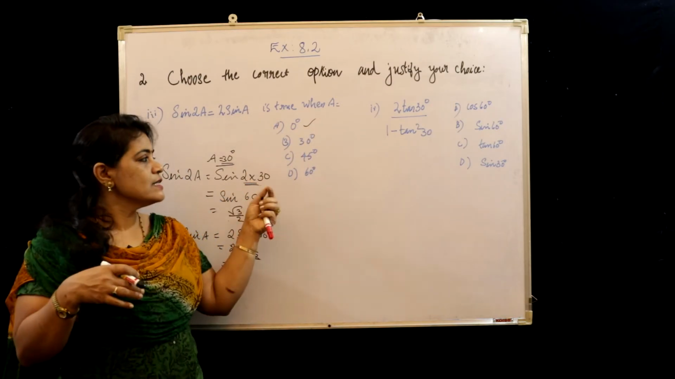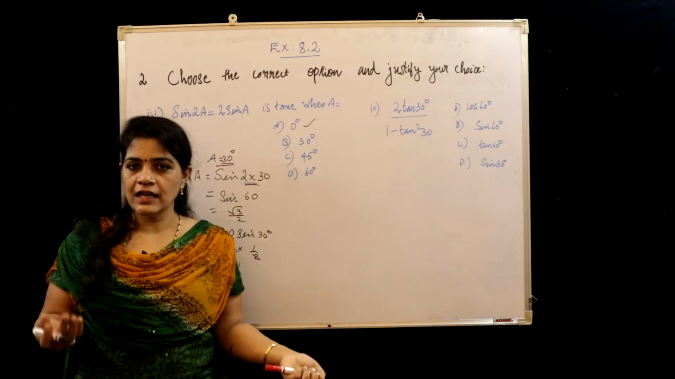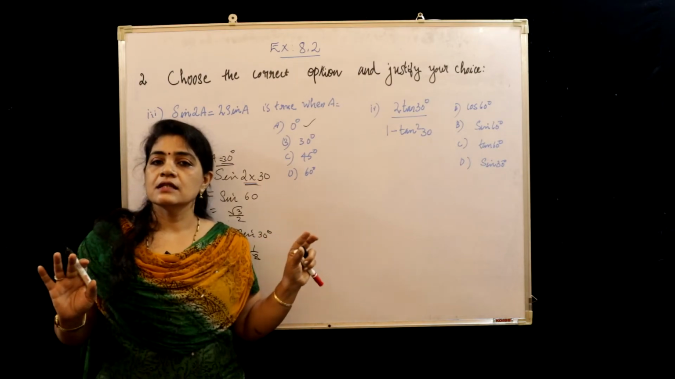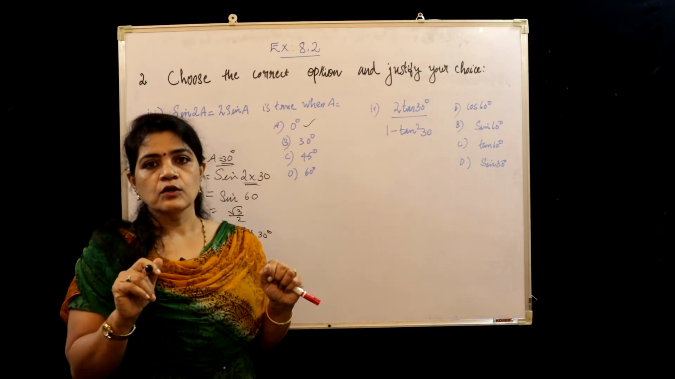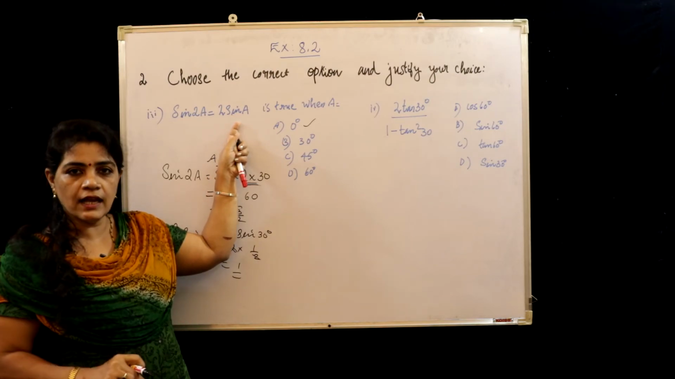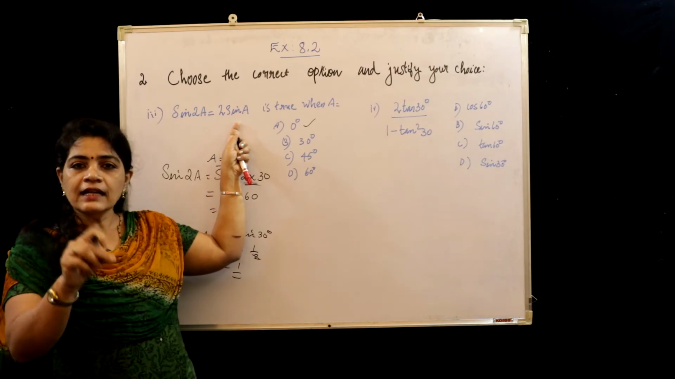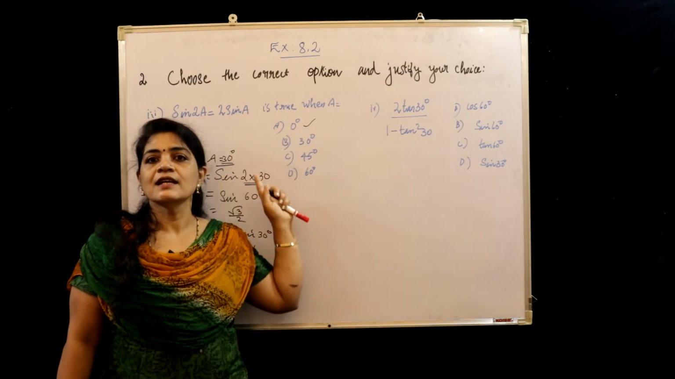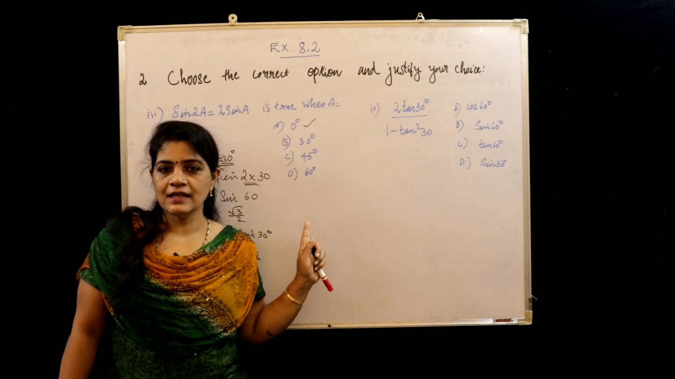The same way you can see that for 45 degree, if you are taking the measure of A as 45 degree and 60 degree, LHS is not equal to RHS. So this will hold, that is sine 2A equal to 2 times sine A, only when A takes the value as 0 degree. So the correct option is 0 degree. Hope that idea is clear children.